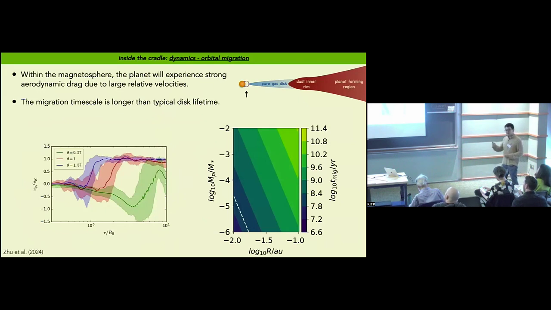But if you plug in numbers and compute the migration timescale, it's very, very slow. It's 10 to the 8 years, so that's 100 million years, and you see billion years. So it's a very, very slow process for most of the parameter space.